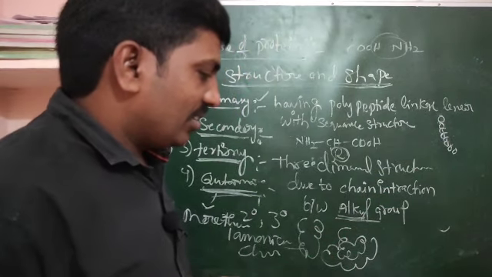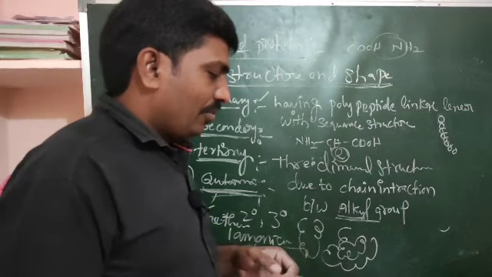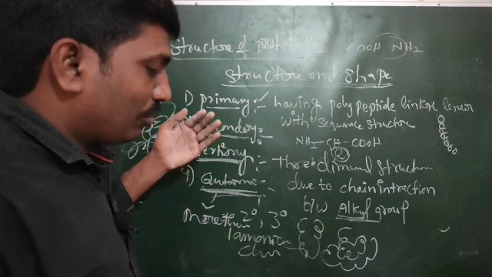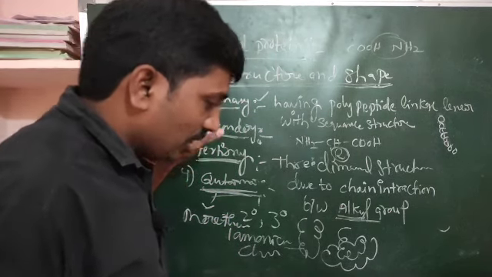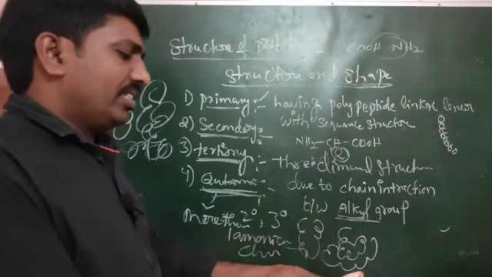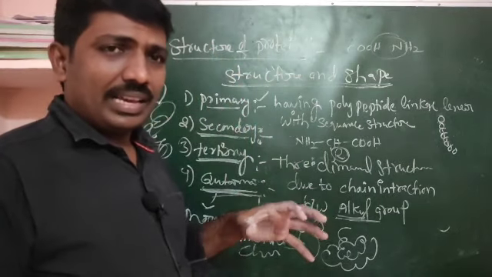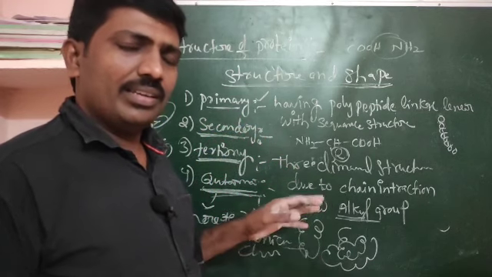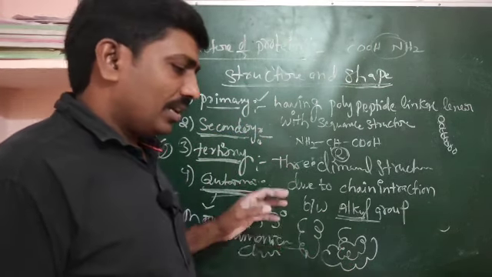Next, based on structure, proteins can be classified into two types: fibrous proteins and globular proteins. Fibrous protein example: not insulin, it is keratin. It is insoluble in water. Human hair has keratin, and wool and silk also have keratin. So it is insoluble. Next, globular proteins.